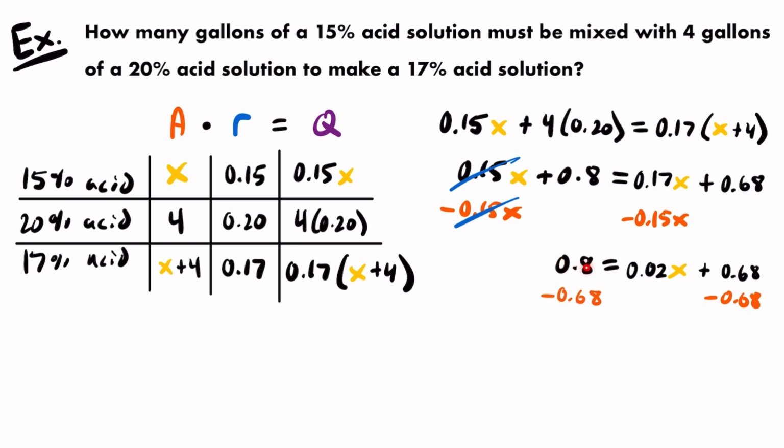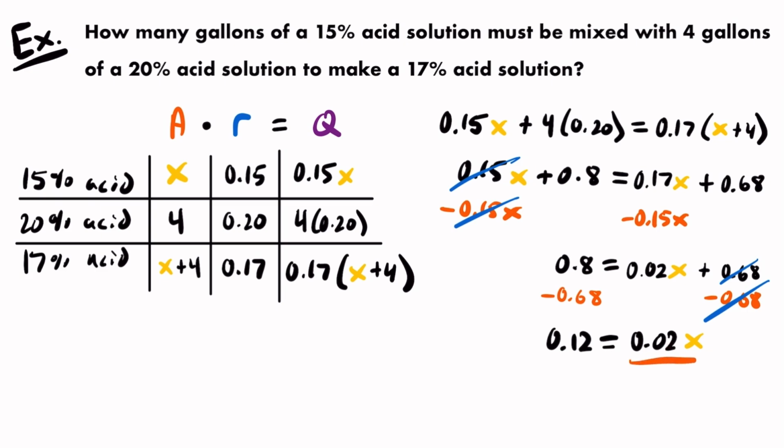And 0.8 minus 0.68 will give you 0.12. So we have 0.12 is equal to 0.02 times x. All right, 0.68 minus itself becomes 0. And now we can finally solve for x by getting rid of this coefficient. We can divide both sides by 0.02, and we will have isolated x.